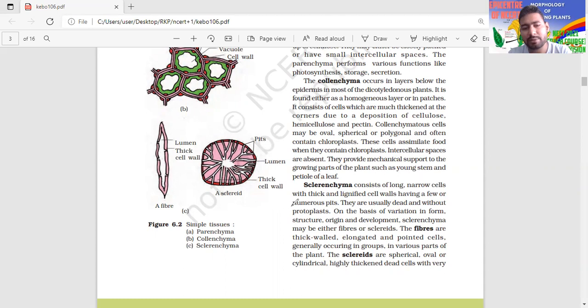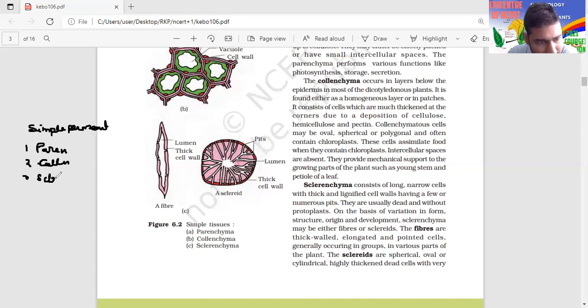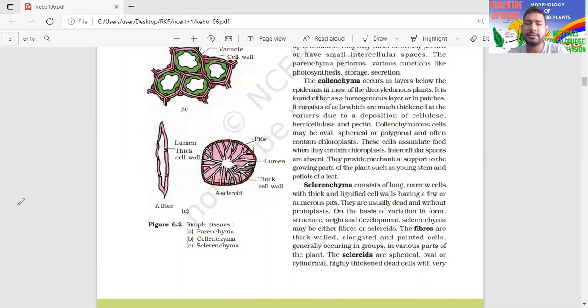I told you that simple permanent tissue has three different types: first parenchyma, second collenchyma, and third sclerenchyma. So now we are going to talk about the sclerenchyma. What is the difference between parenchyma, collenchyma, and sclerenchyma?